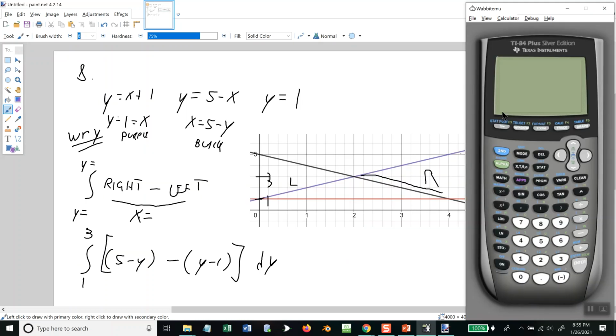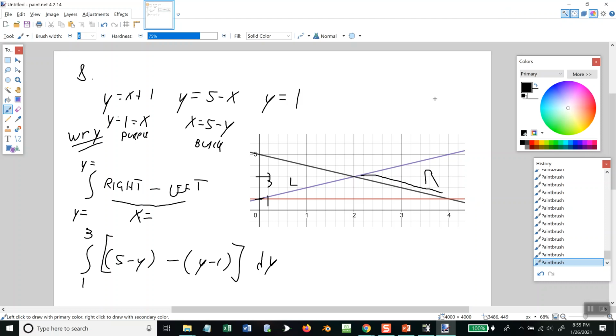So if I graph that, or not graph it, you would find points of intersection. There's actually 3 points of intersection here. This is where you set the purple equal to the red. This is red. And this is where you set the purple equal to the black. Black equal to red.